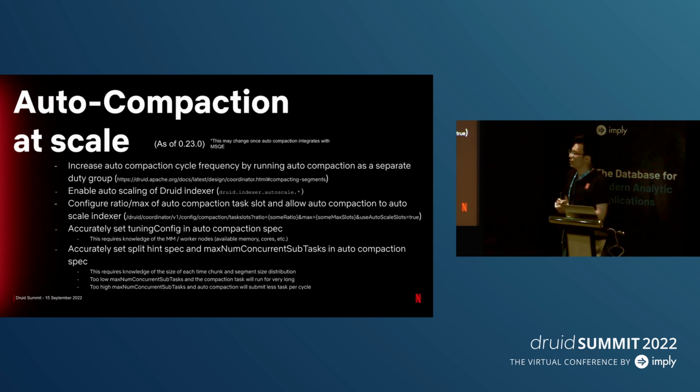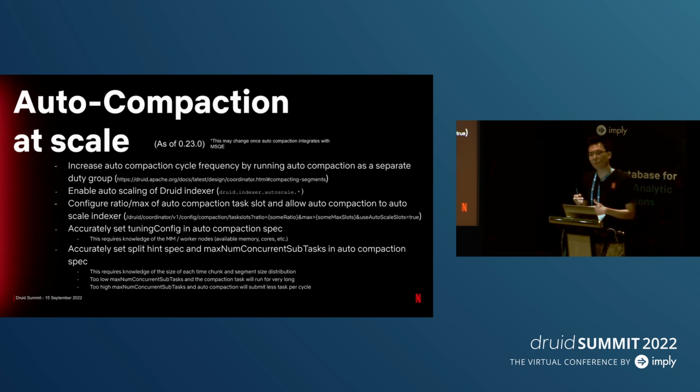So the next one is about running auto-compaction at scale. This is from experience as well as of the latest release. This might change in the next release when we have the multi-stage query engine. The first thing we did was increase the auto-compaction cycle frequency. So we ran it as a separate group and we run it more frequently.